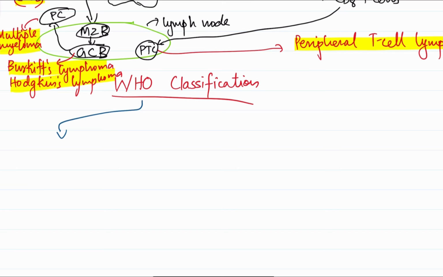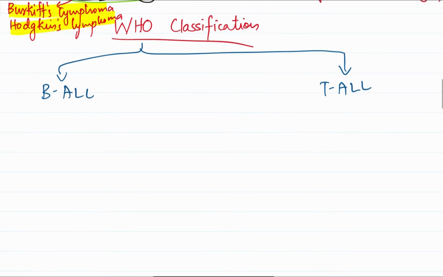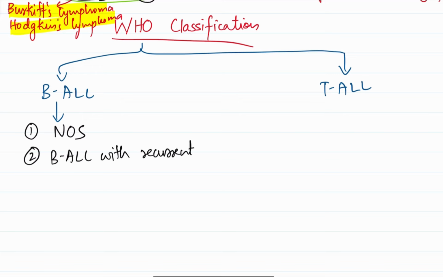acute lymphoblastic leukemia. So it's classified into B-ALL, that is involving the B cell, and T-ALL, which originates from the T lymphoblast. Now the B-ALL is again classified under two categories. One that is not otherwise specified, and the other one is B-ALL with recurrent genetic abnormalities. So this classification is based on the genes which are involved. We know that mutations are what drive cancers, right? So depending upon which genes or group of genes are affected, the WHO classification is done.